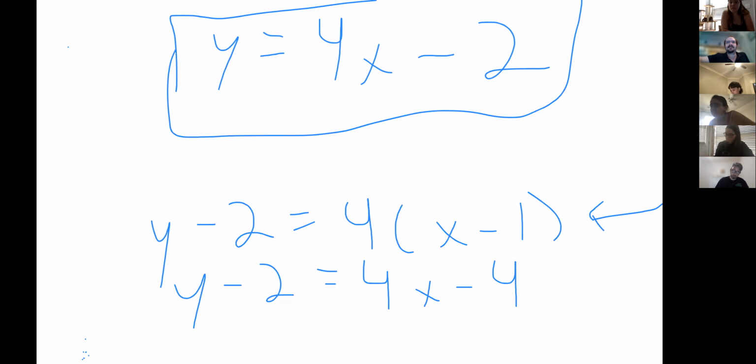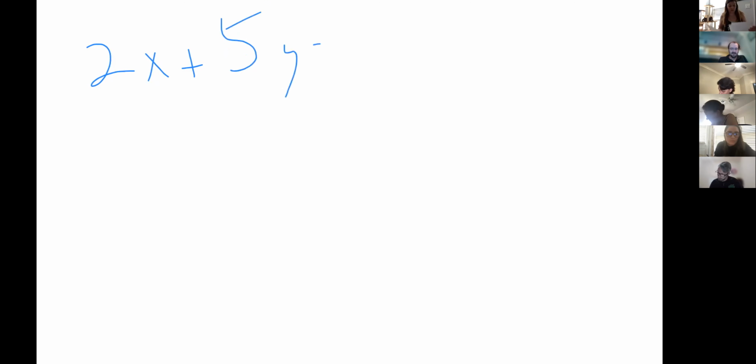Which one do we have that is perpendicular? 209? Let's do 209. That's the last problem. They give us the line 2x plus 5y equals 6, and they give us the point 0, 0. All right, so this is the line we want to be perpendicular to.